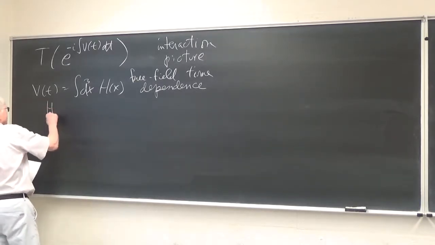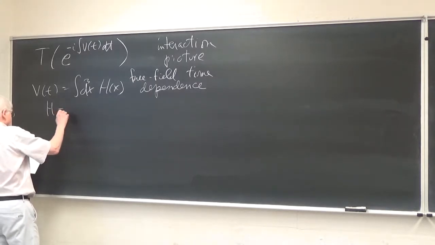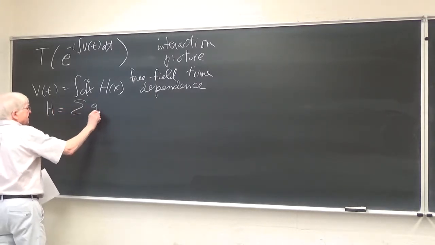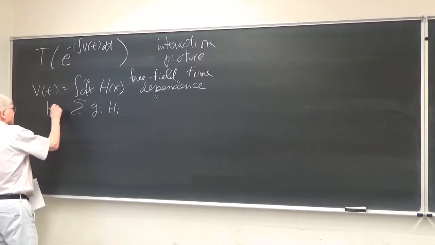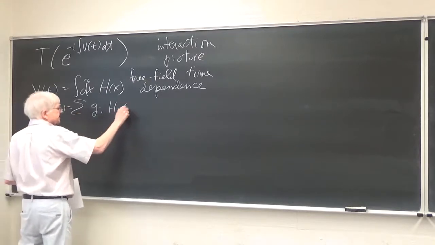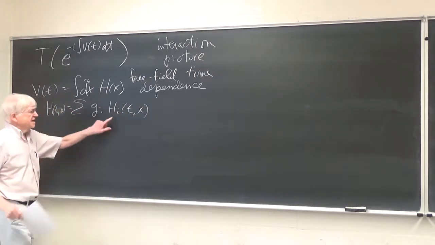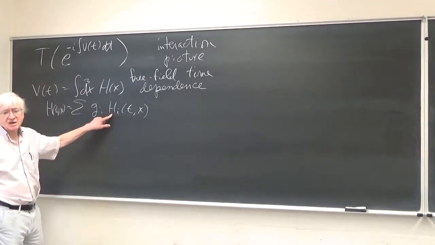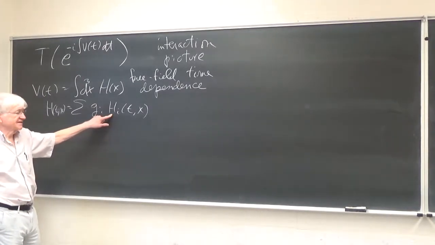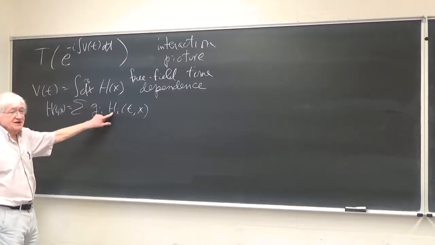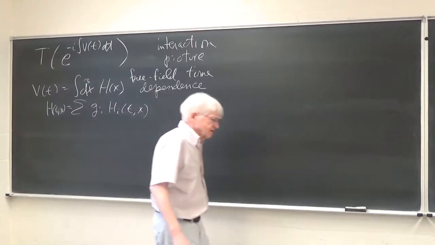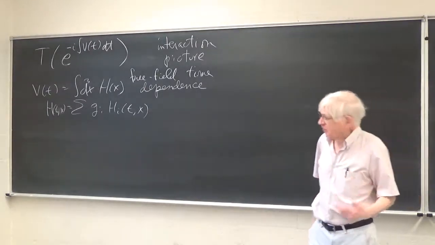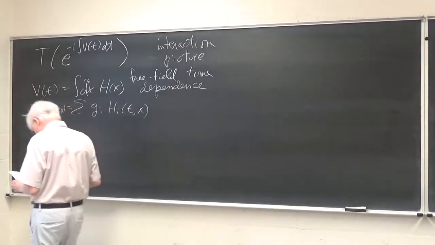This H is a sum of g_i H_i. So in other words, this H of t and x is this sum. And these H's are typically polynomials in simple models like the standard model, which is not really simple. Anyway, these things are polynomials in the fields, and in the standard model they're cubic or quartic polynomials in the fields.